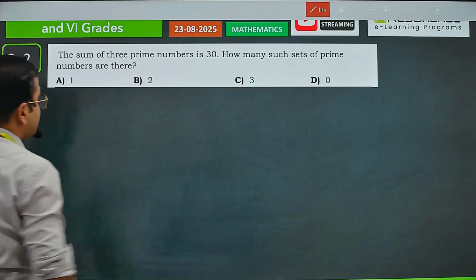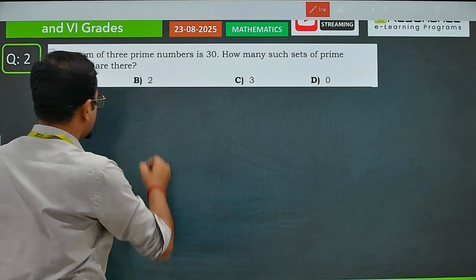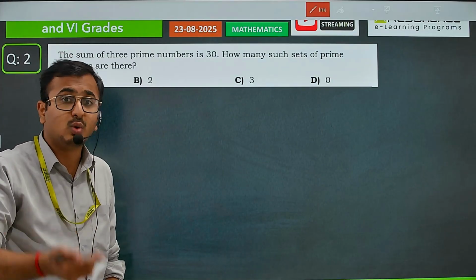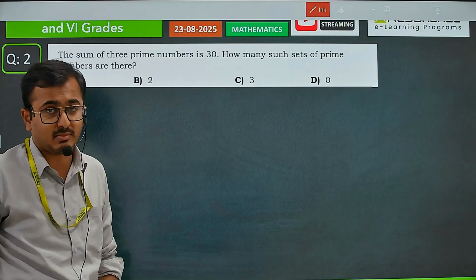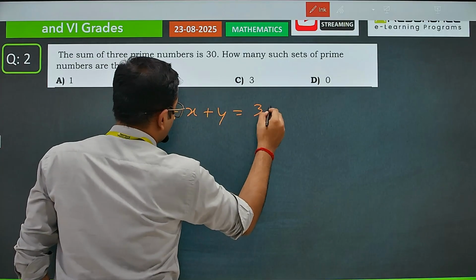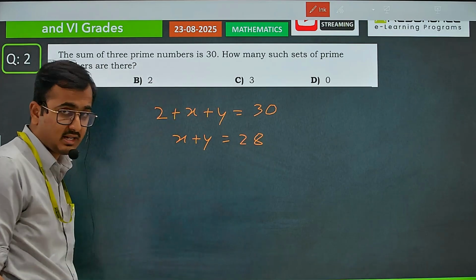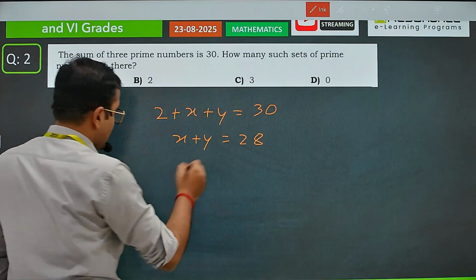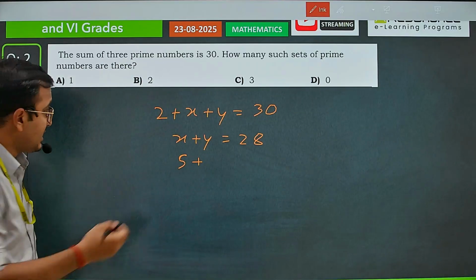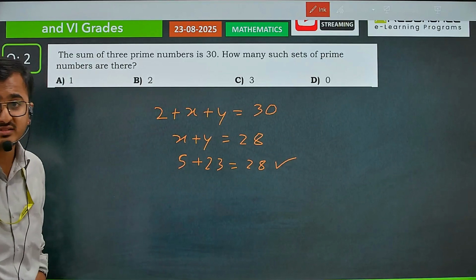The sum of 3 prime numbers should give us a total of 30. That's pretty simple: if 3 prime numbers are given, prime numbers are generally odd. There is only one even number in the prime number set, that is 2. Therefore, one of the values has to be 2, which leaves 30 minus 2. Therefore, x plus y is equal to 28. Now we have to make sure that x and y are both prime numbers. So one set of values, we can take 5, and the other one would be 23, which will give us 28. That is one set of values which satisfies the given condition.